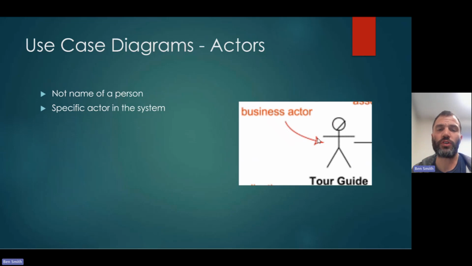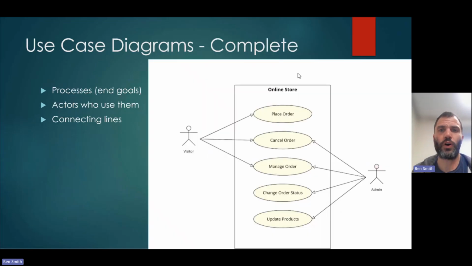You don't have to put their name, you just have to put their role. So for example, this is a tour guide, so it could be any tour guide, and who's that tour guide is going to use the system. Here's an example of an online shop. So we've got several different use cases, and two actors, an admin and a visitor.